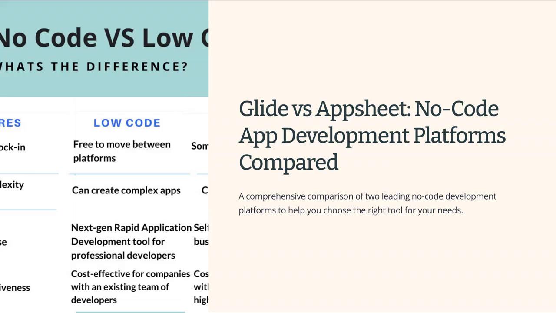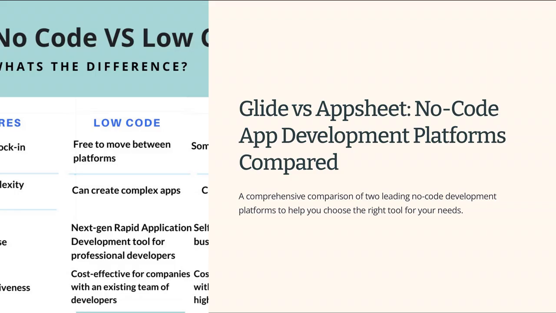Let's start with features. Glide has a user-friendly interface with a spreadsheet-based data model, making it ideal for those with a basic understanding of Excel or Google Sheets. It offers a range of templates and components, such as lists, images, and maps.